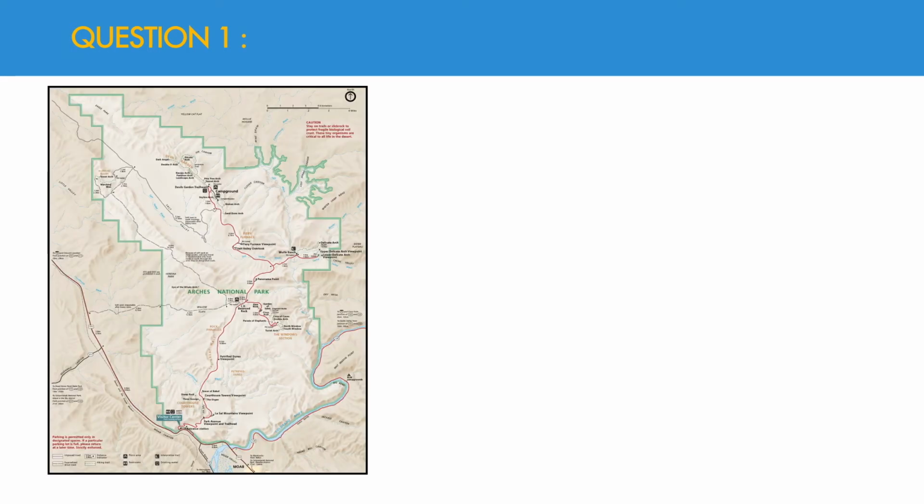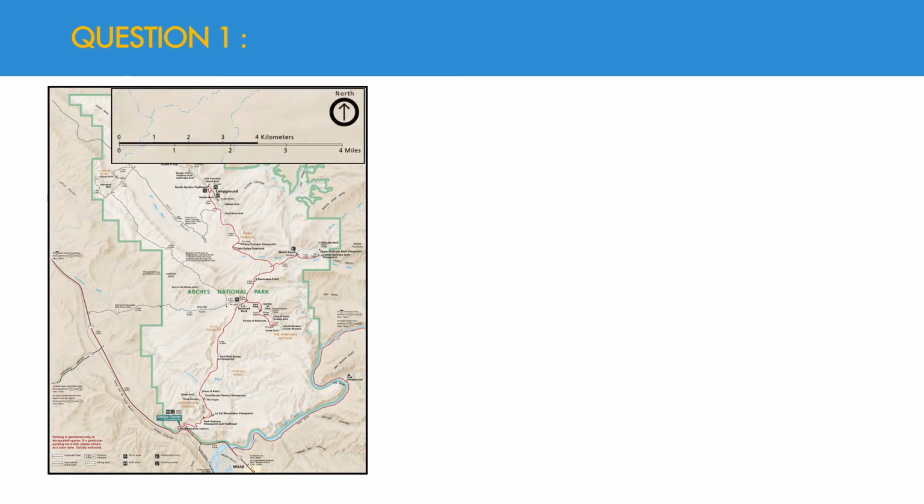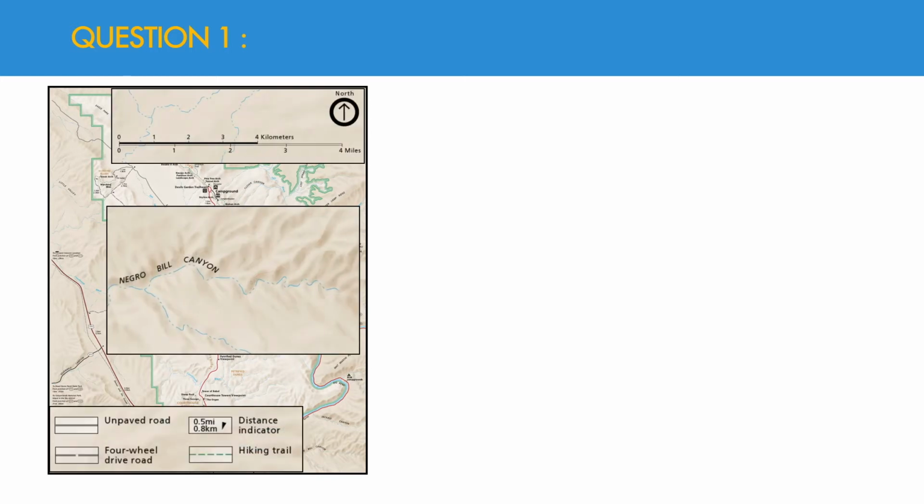At the end of most videos, I will give you some questions, sometimes exercises, to help you remember what you learned. Question number 1. In this official Arches National Park map, we have a scale bar, a legend, and we can figure out where the hills are. Is this a topographic map or not?